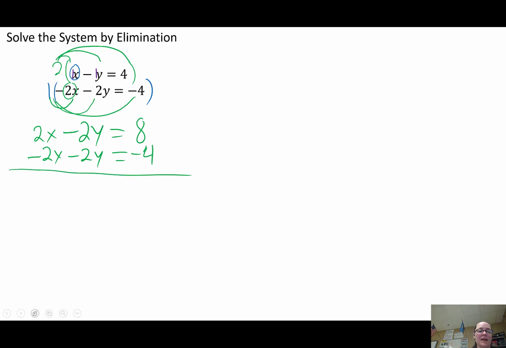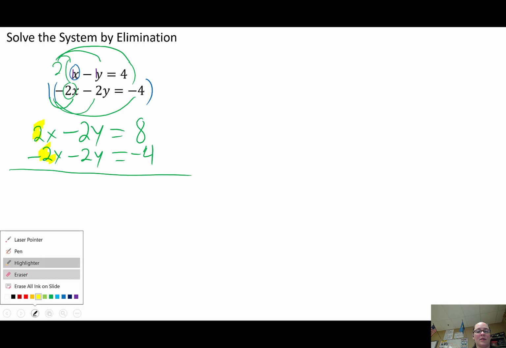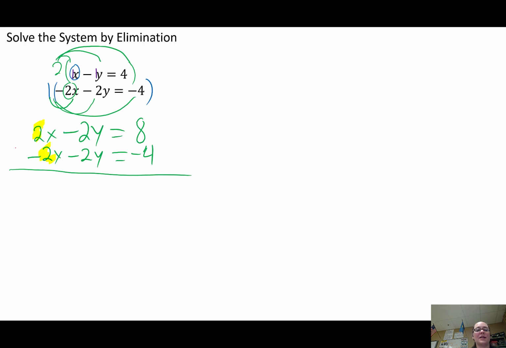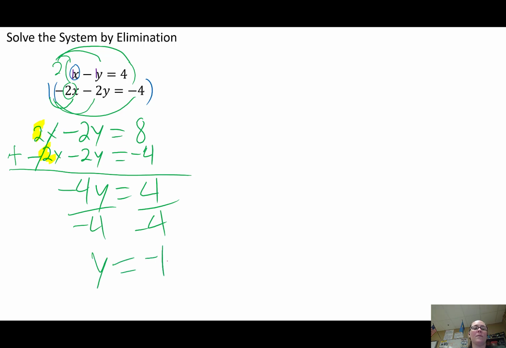So since we're eliminating the x's, they're opposite signs, so I'm adding together. 2 plus negative 2 gives me 0, canceling those out. Negative 2 plus negative 2 gives me negative 4. 8 plus negative 4 gives me 4. Now we're dividing both sides by the negative 4 that's with the y, and I get y is equal to negative 1. So now that I have y, I need to go back and find x.